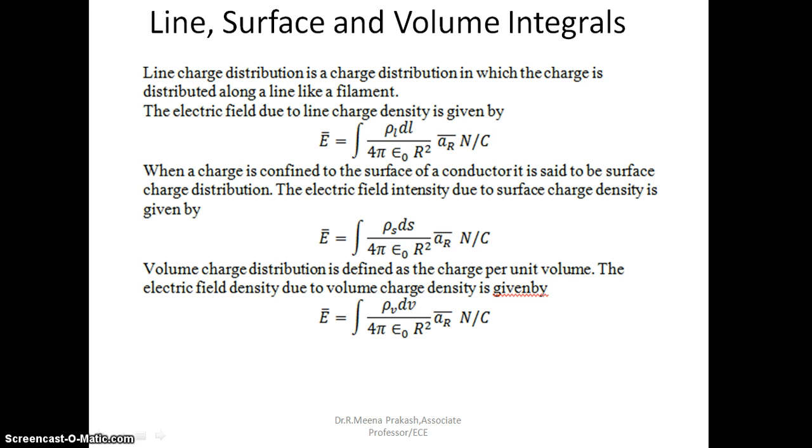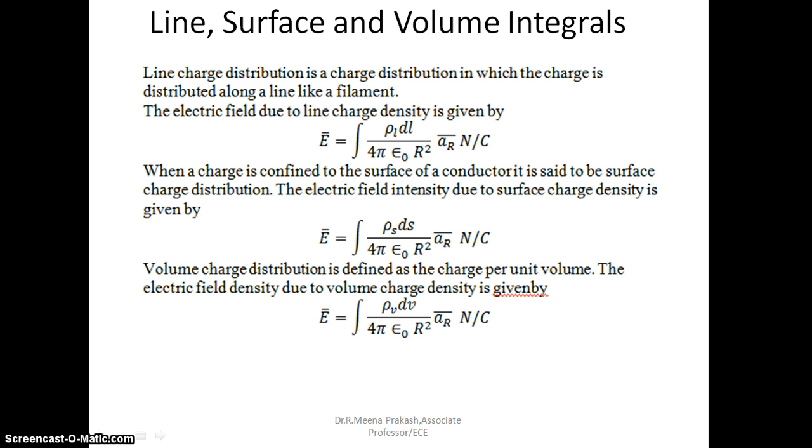How to define a line integral, surface integral, and volume integral. A line charge distribution is a charge distribution in which the charge is distributed in a line, like a filament. So the electric field due to line charge density is given by E equal to integral rho L dl.